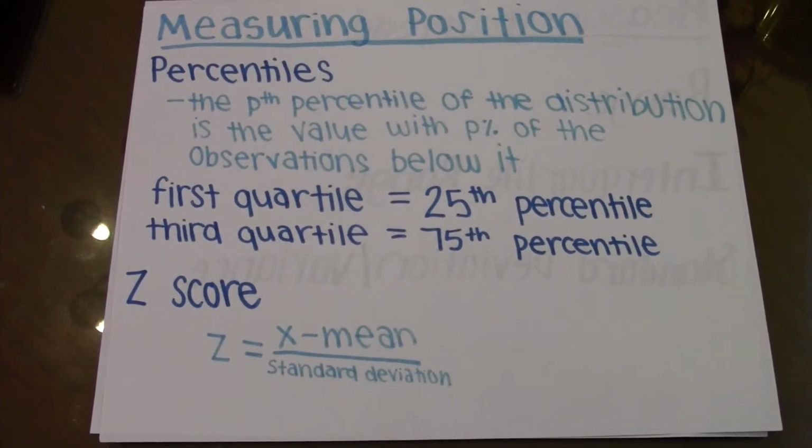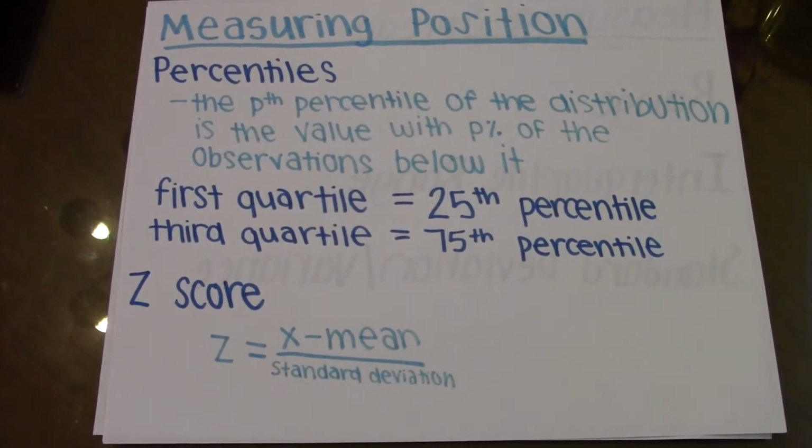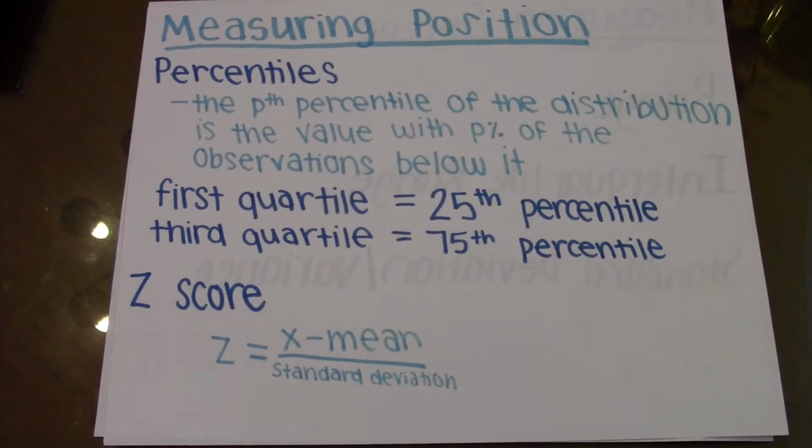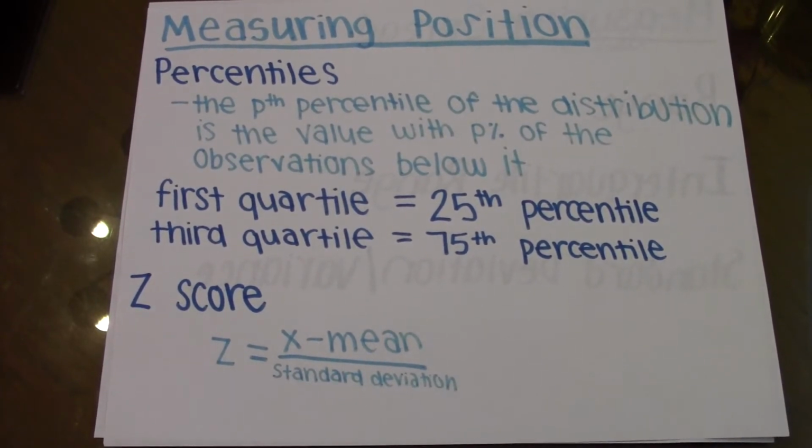The pth percentile of the distribution is the value with p% of the observations below it. The first quartile is the 25th percentile. It is the median of the first half of the observations. The third quartile is the 75th percentile. It is the median of the second half of the observations. Quartiles can be used to measure position and draw box plots, which display the 5-number summary.